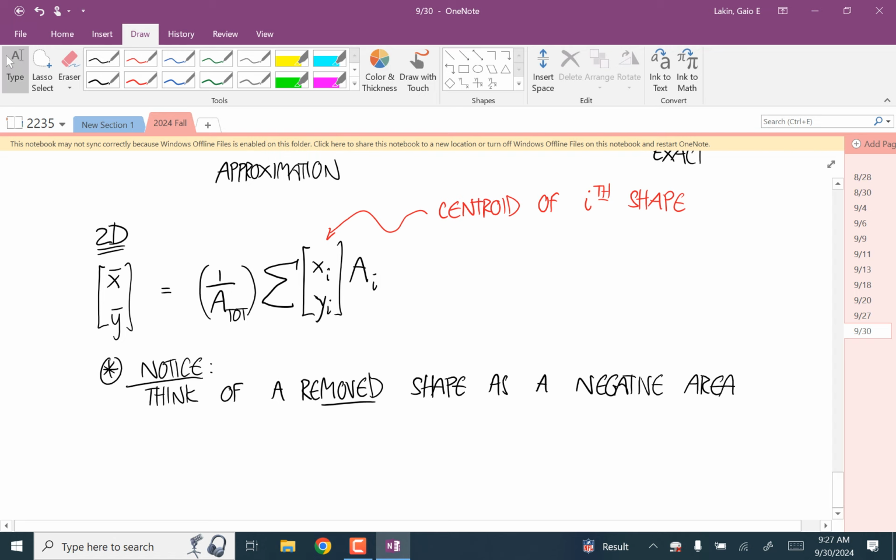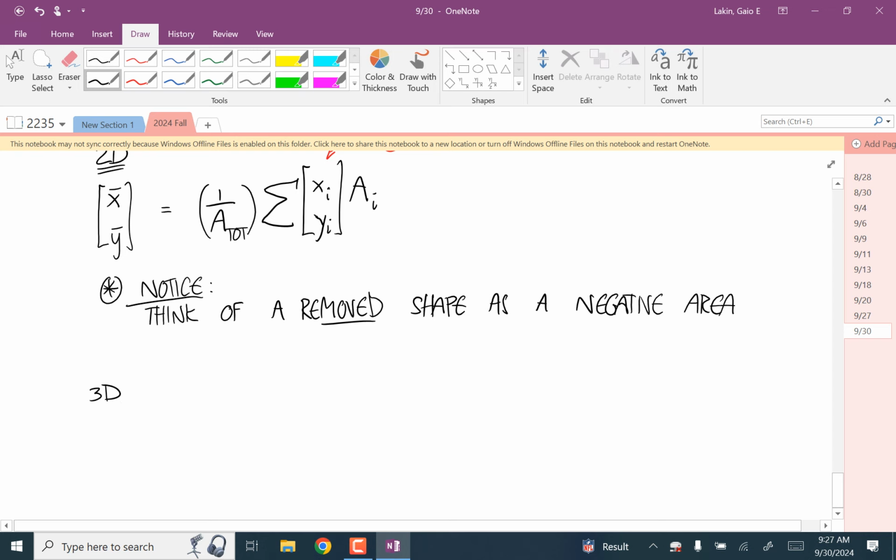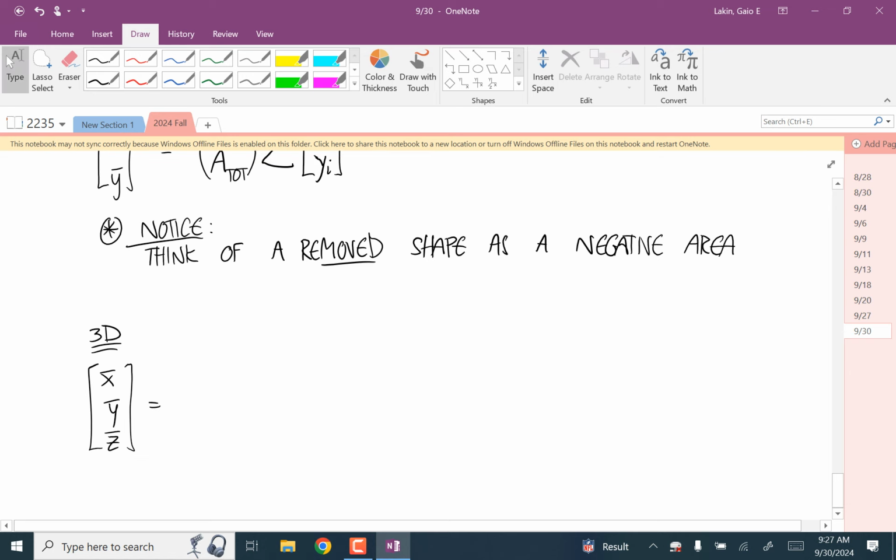And in 3D, just like in 2D, we just end up with a finite version of the 3D integral definition. So in 3D, the centroid, all three components, are 1 over the total volume times the sum of the centroid of the ith shape times the volume of the ith shape.